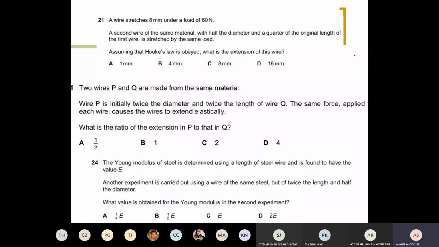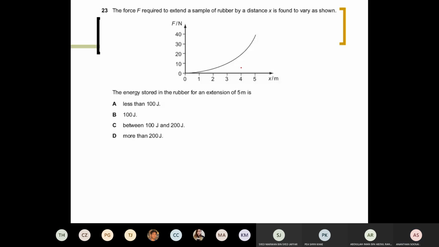The length twice and the half diameter, they just want to try to trick you. So you have to be very concrete with your idea. It's E. Okay, let's move on to another one. This one, give me the answer. Don't give up. Do more questions. You will get a better understanding.